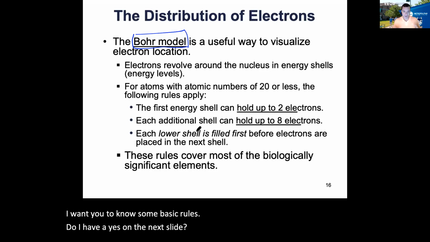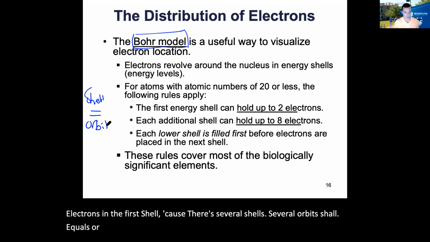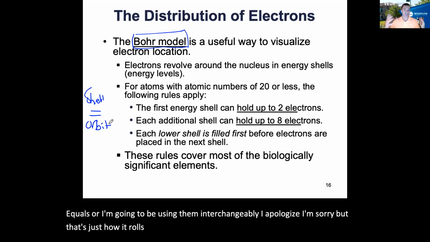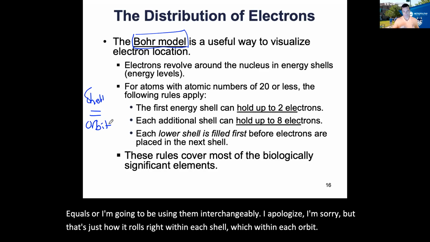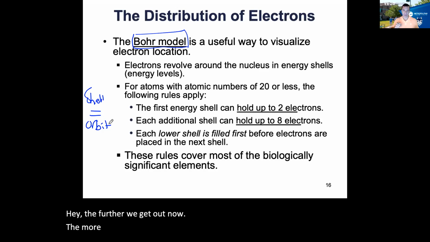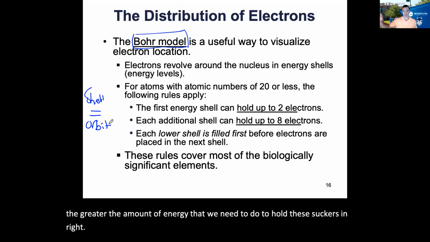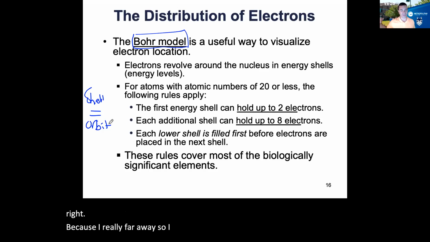Electrons in the first shell, because there's several shells, several orbits. Shell equals orbit, okay? I'm going to be using them interchangeably. I apologize, but that's just how it rolls. Within each shell, within each orbit, the further we get out and out, the greater the amount of energy we need to hold these in, because they're real far away, so I have to exert a lot more pull on those to keep them here.